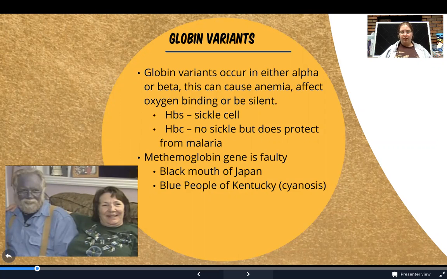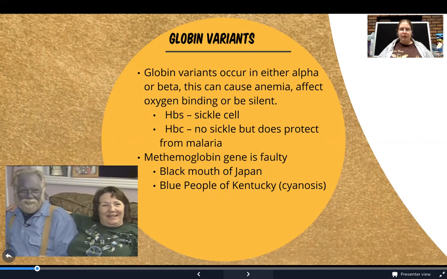For instance, there are two forms of a particular mutation, and if you have one form of it, HbS, it leads to sickle cell disease. But if you have a slightly different form of it, still a change from the original DNA, HbC, you don't end up with sickle cell. Remember we said something that they've noticed is that people with sickle cell disease tend to be resistant and immune to malaria.